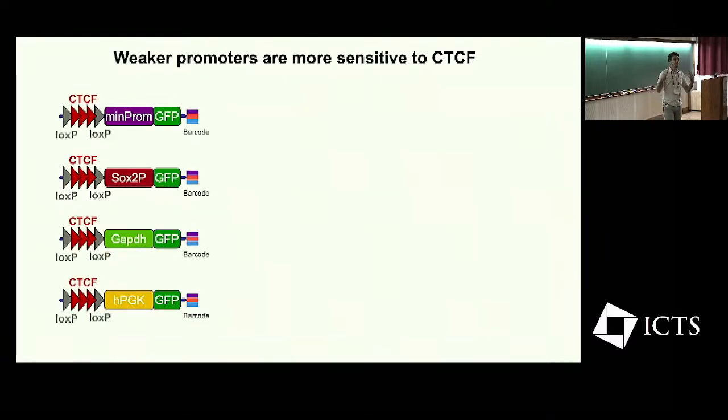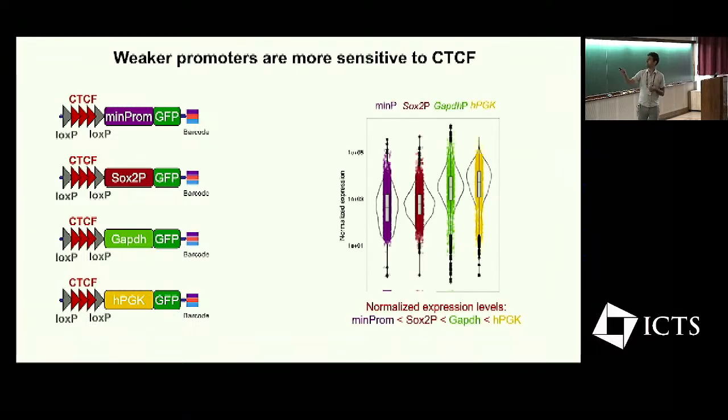And so we repeated these trip experiments, but we swapped the promoter that is driving expression of the reporter. So rather than just always using this minimal promoter that has very weak activity, we decided to try stronger promoters and see what would happen. So we tried promoters of different activity. We tried the SOX2 promoter, the GAPDH promoter, a housekeeping gene, and also the HPGK promoter, which is a very strong promoter. These are integrations of these reporter cassettes throughout the genome.